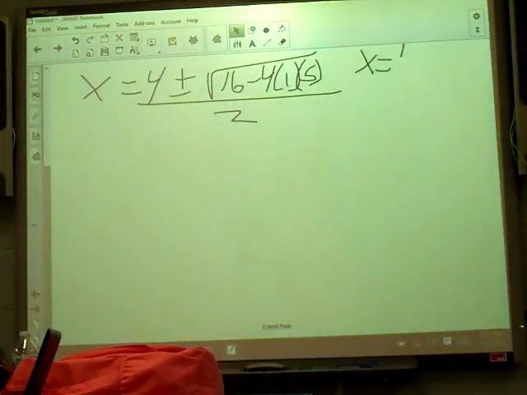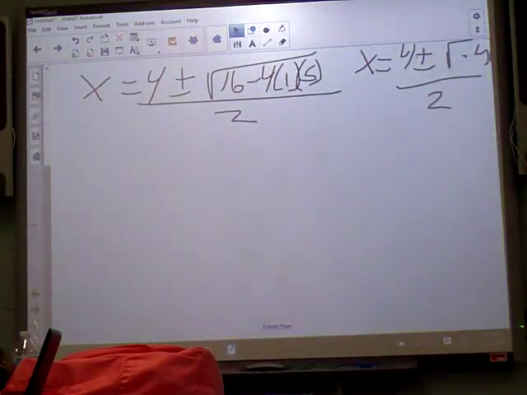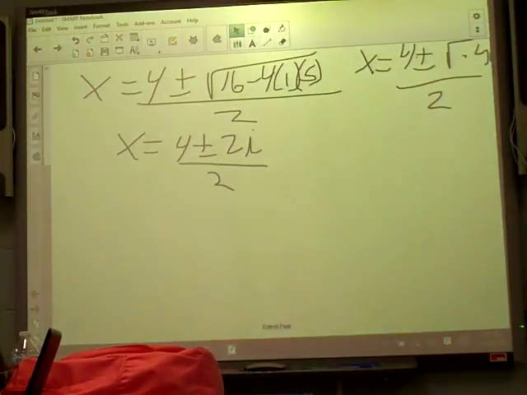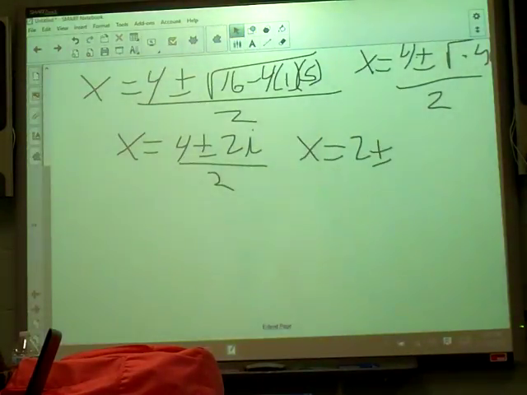So I got x is 4 plus or minus the square root of negative 4, all over 2. What's the square root of negative 4? 2i. Very good. Square root of 4 is 2. The negative is an I. So we got x is 4 plus or minus 2I divided by 2. Reduce it. Very good. Zane's not letting me circle yet because we've got to reduce that dude. Divide them both by 2. X is 2 plus or minus 1I.